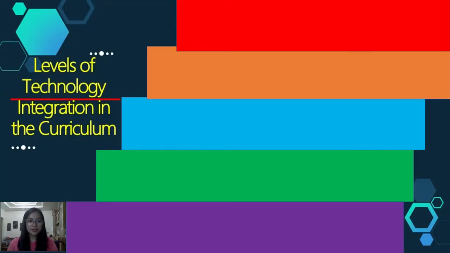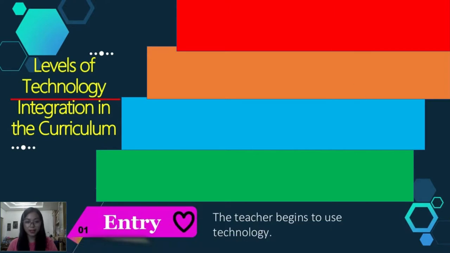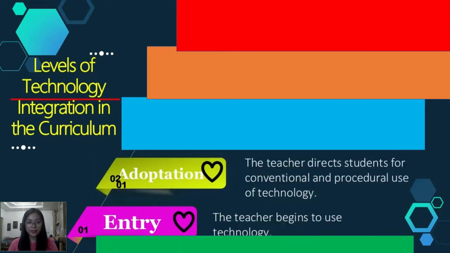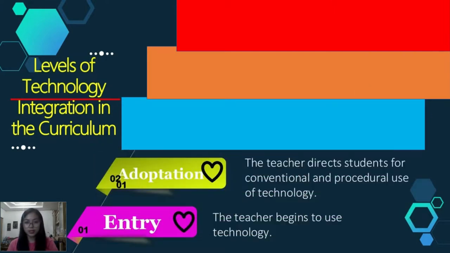So there are levels of technology integration in the curriculum. First level is entry, by which the teacher begins to use technology. Second is adaptation. The teacher directs students for conventional and procedural use of technology. When is it applicable? Like for example, if you want to introduce a certain website or interactive website to the students, okay? So, of course, it is us responsible for introducing it as the entry.